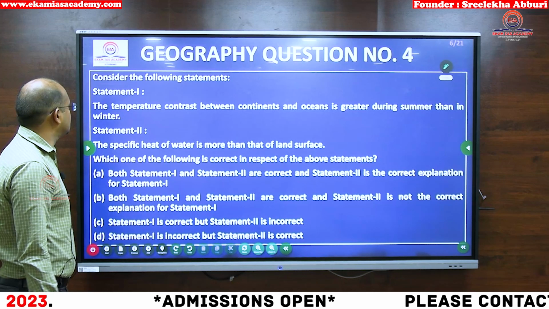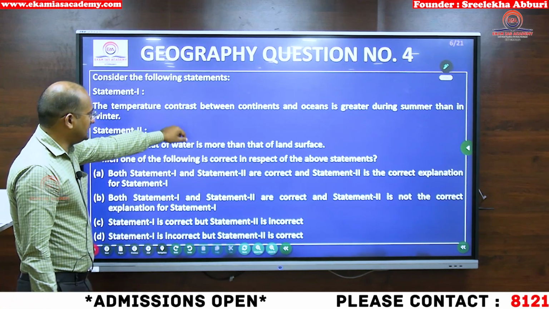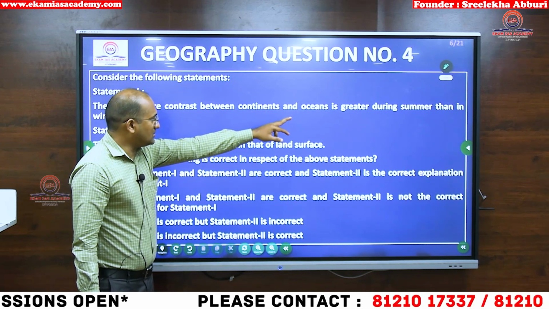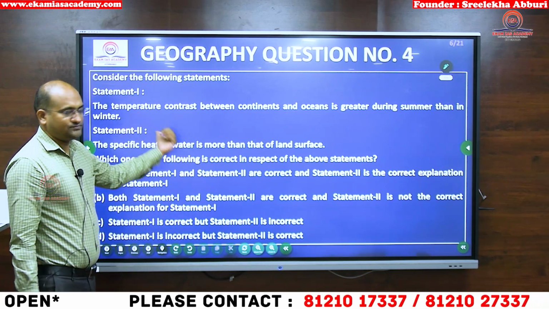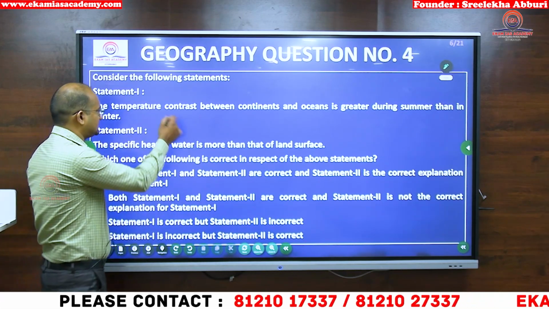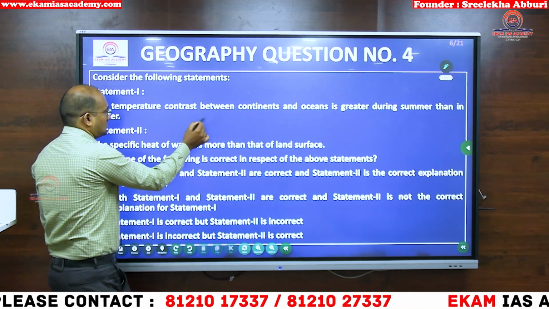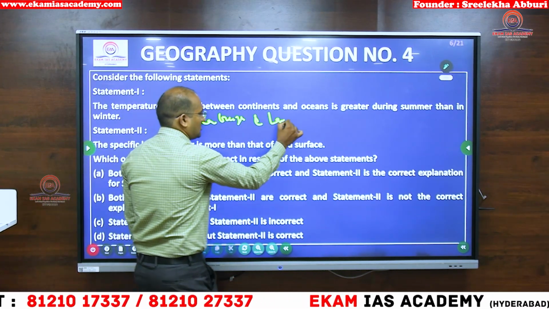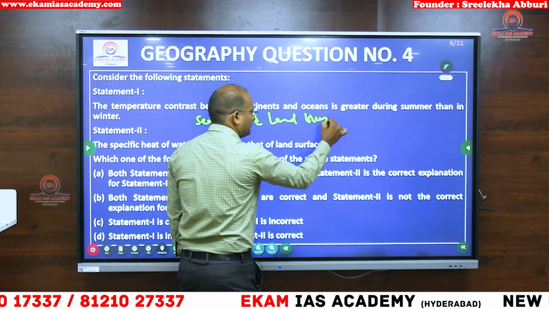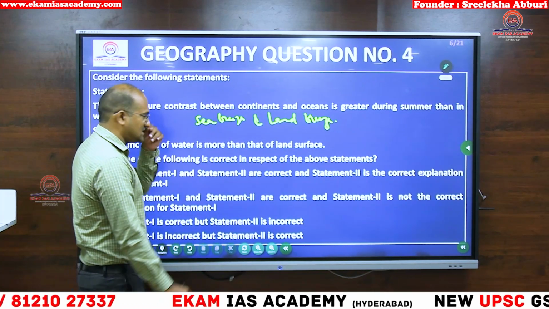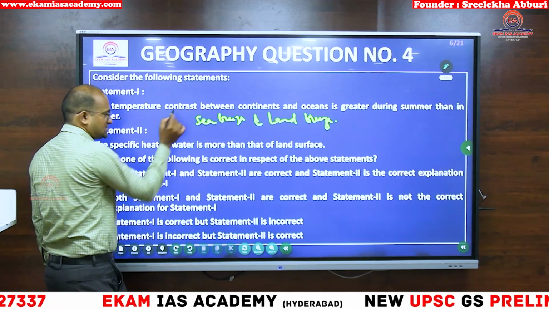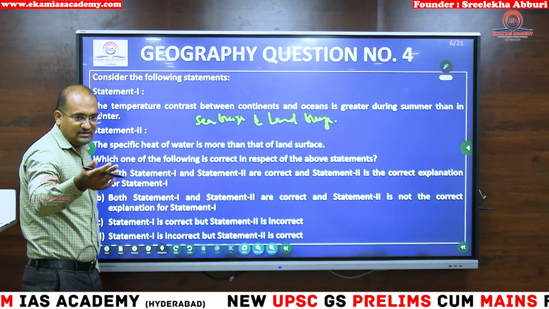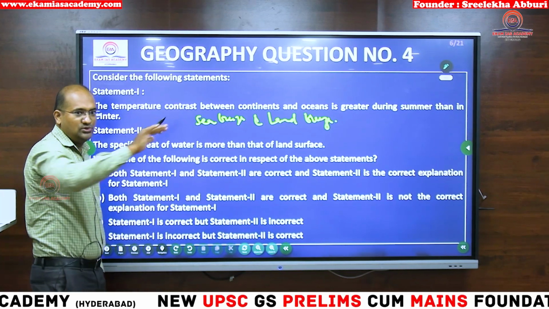Consider the following statements. The temperature contrast between continents and oceans is greater during summer than in winter. Okay. Again, this is a basic question. So, sea breeze and land breeze. There is a concept, okay, if you have gone through very basic geography, sea breezes and land breezes. So, this is a practical thing also, there is no need to even study it, this is a basic school science thing.